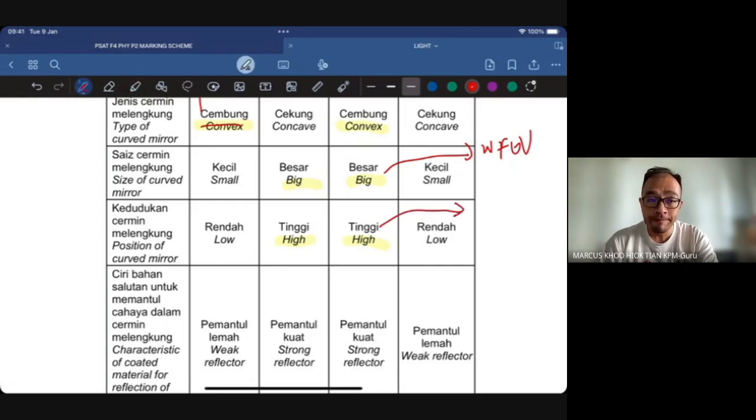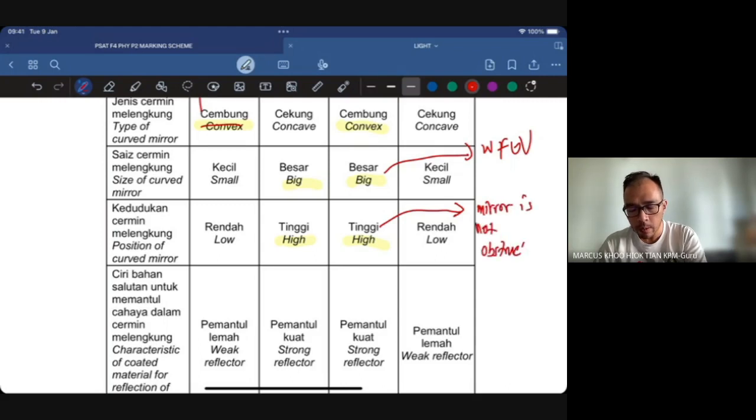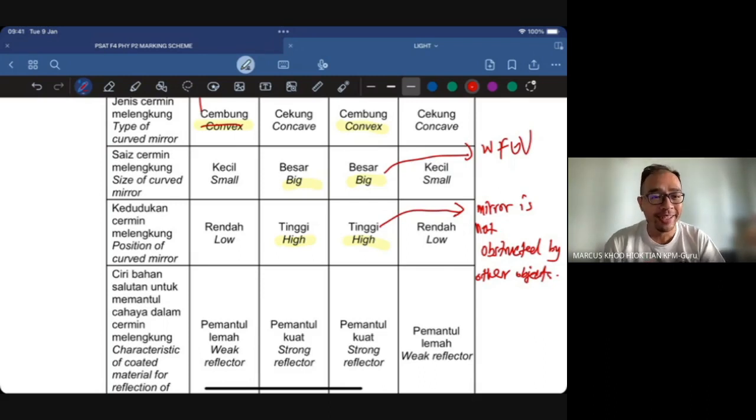Which I guess you can say it's physics related. Okay, sorry, the mirror is not obstructed by other objects. I cannot, for the life of me lah, okay, I cannot think about what is the physics concept that I can say for no obstacle. No obstacle, obstruction, not really a physics answer lah. Okay, but I cannot think of any other answer. Apa ini? So that the light is not blocked.